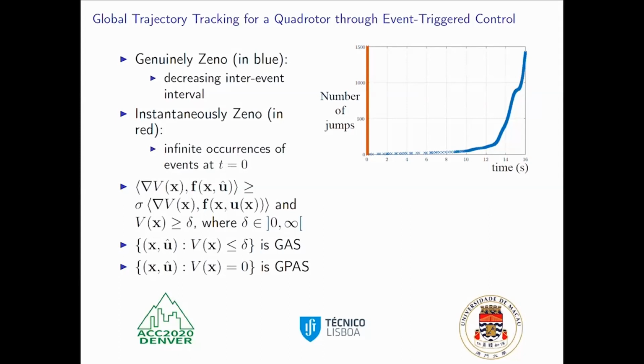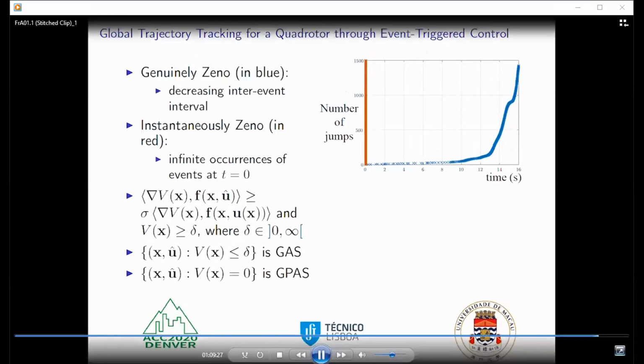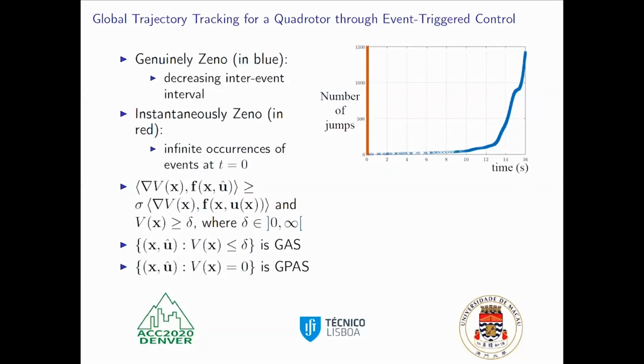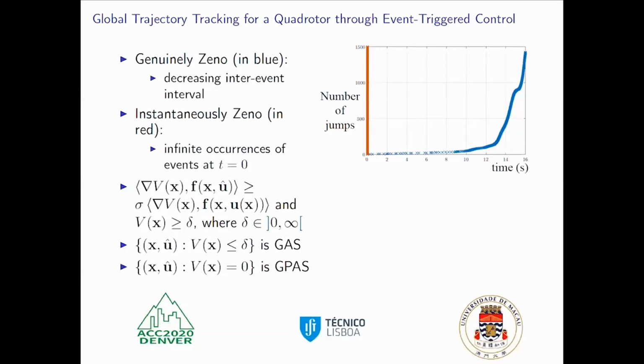Our way is to restrict the event triggering condition and inflate the zero tracking error set, so that we avoid the accumulating events and achieve the global practical asymptotic stability of the zero tracking error set.